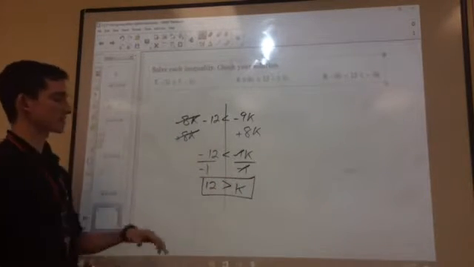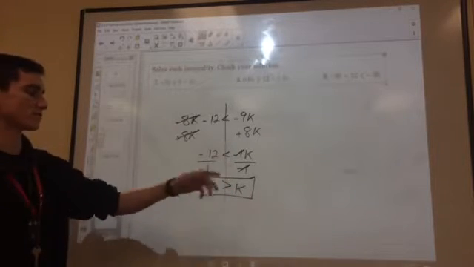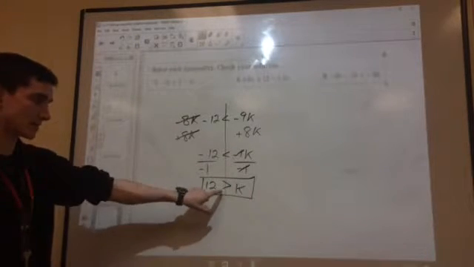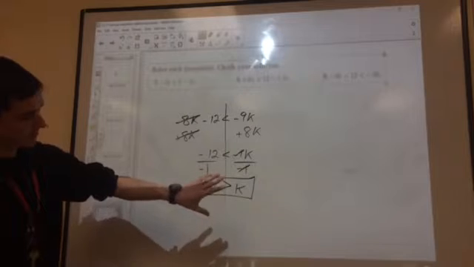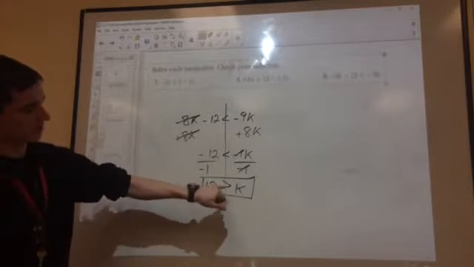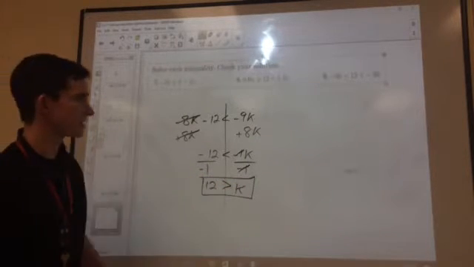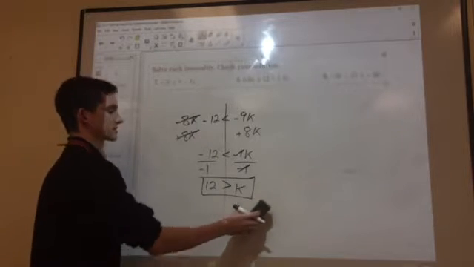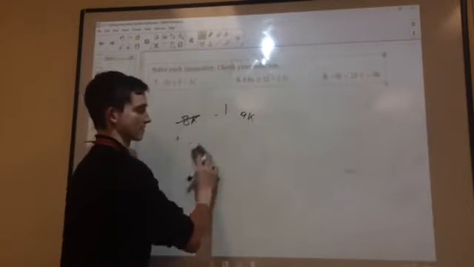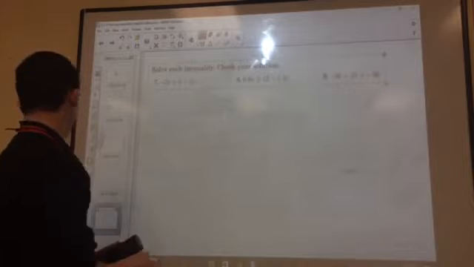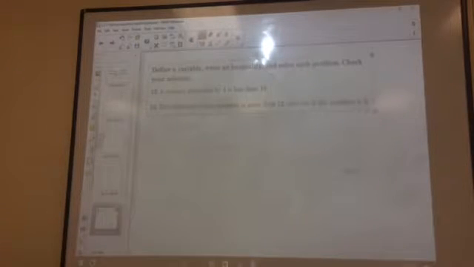And if I want to check that, I pick a number that's less than 12. For example, it can't be 12 this time because it's not less than or equal to. But if 12 is greater than k, maybe use 10. Plug 10 into this inequality and see if it works out. All right, that's that example.